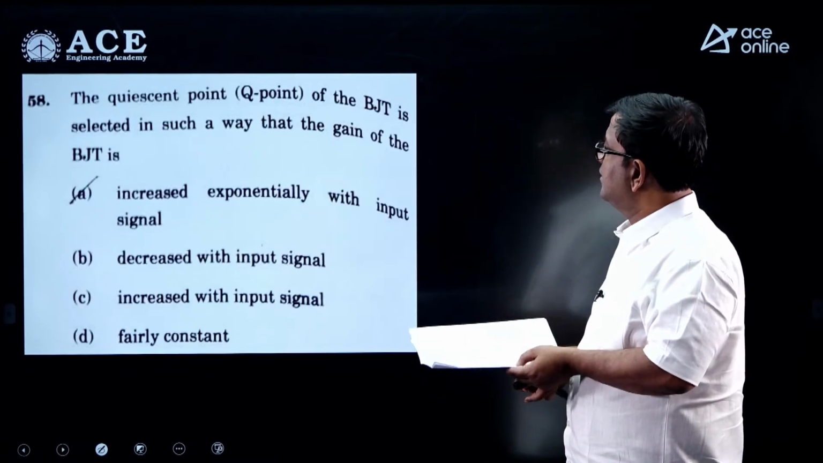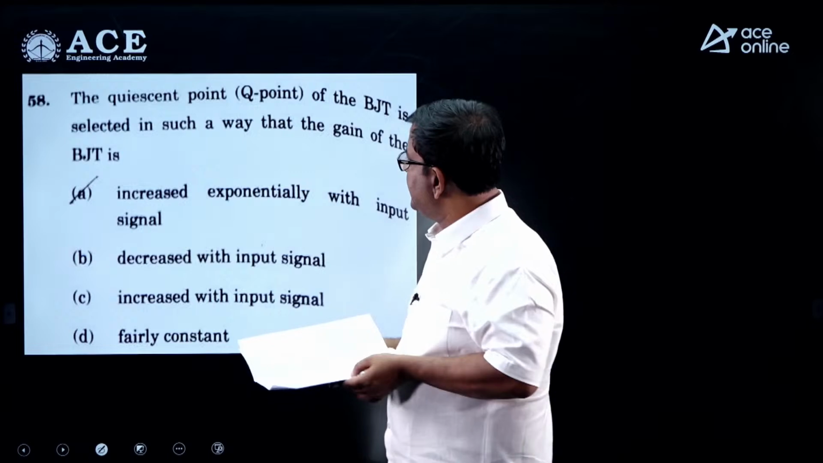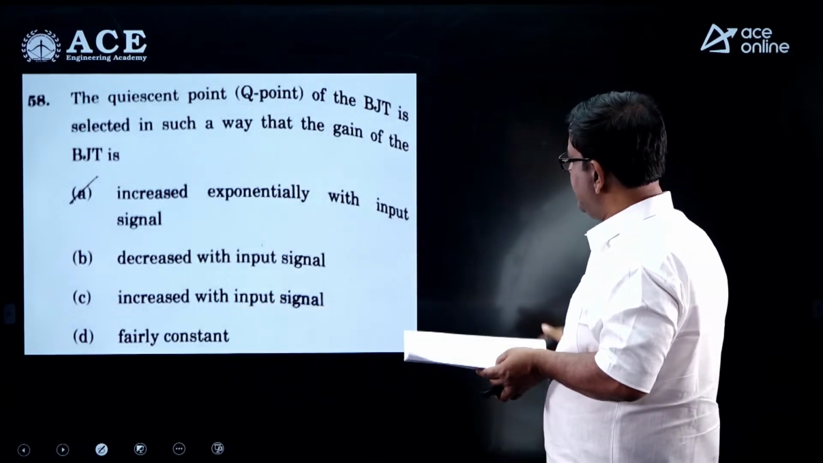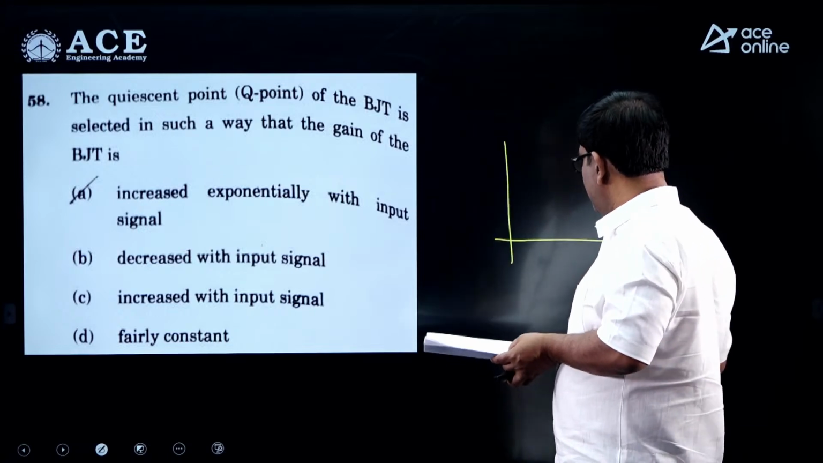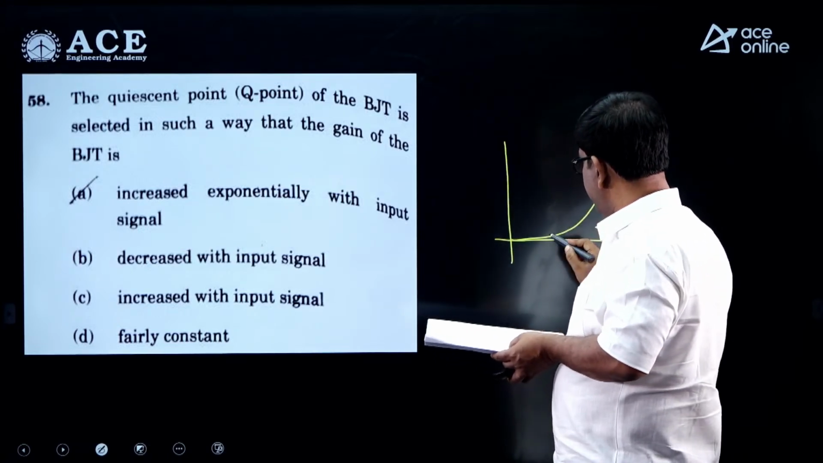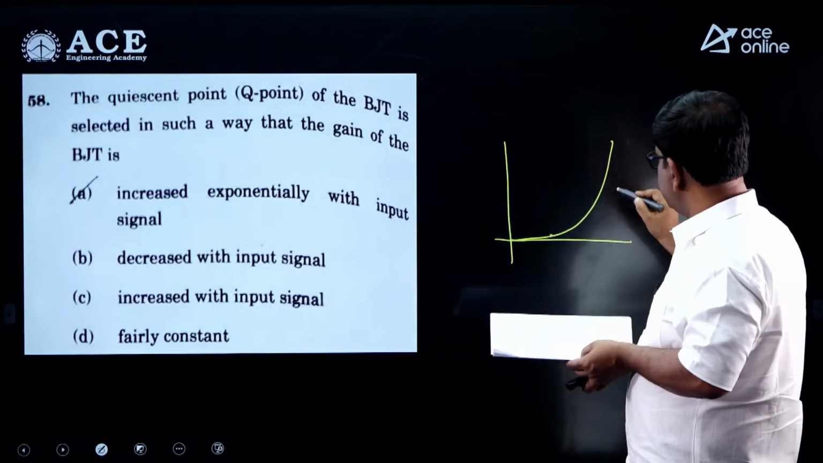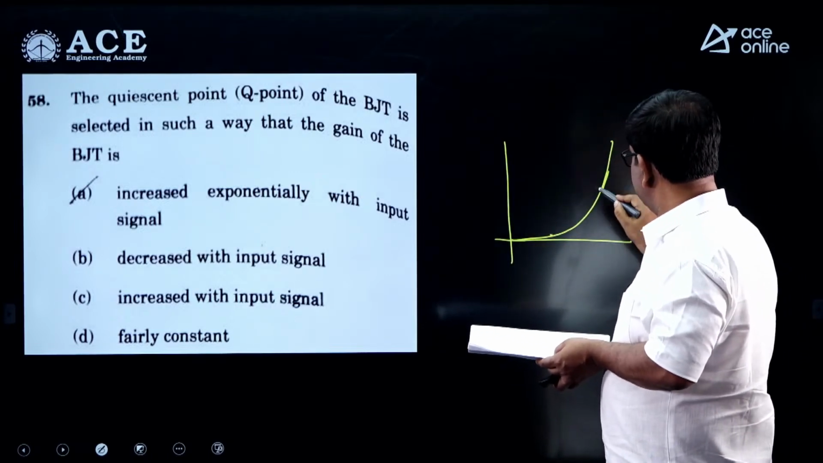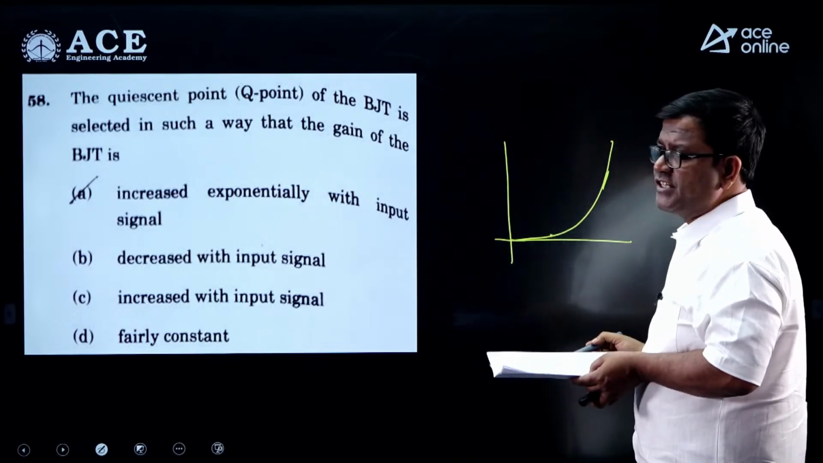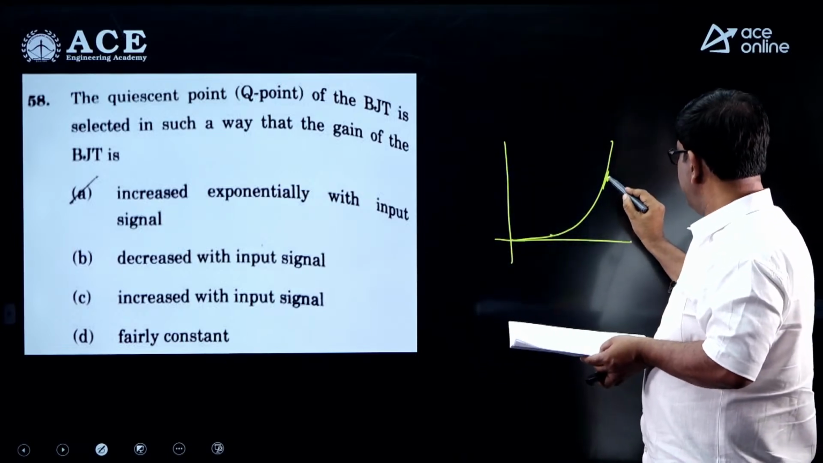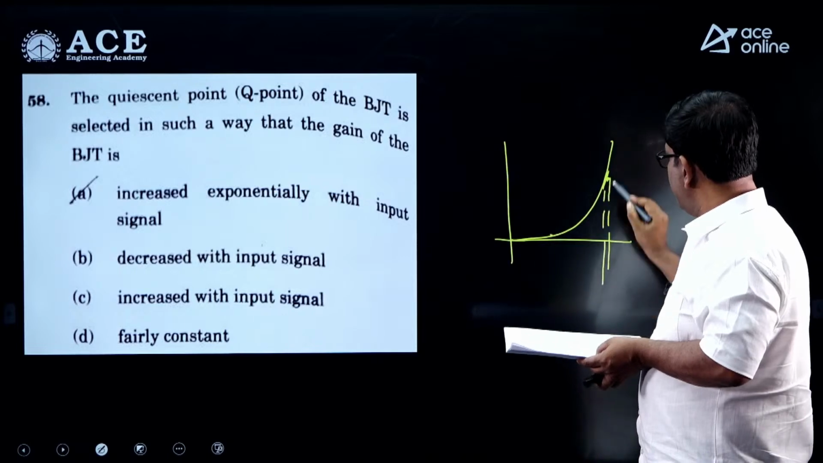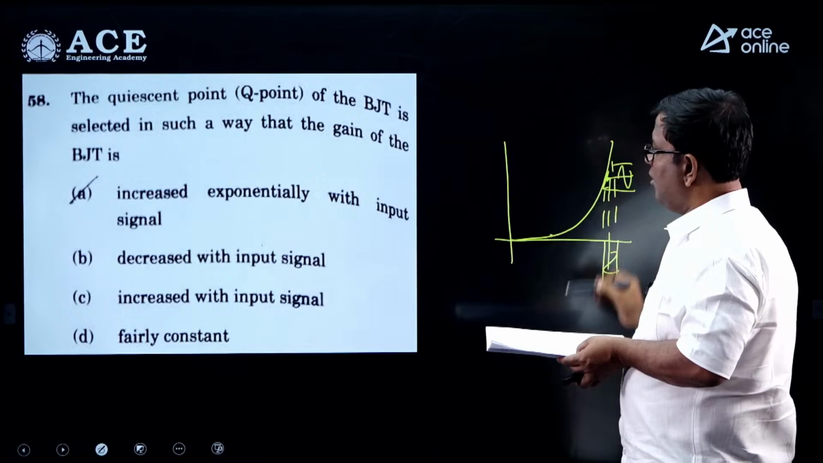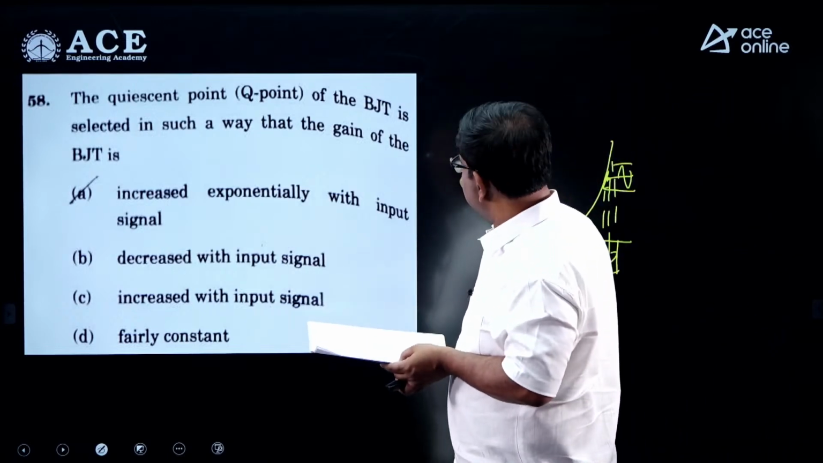Next, the Q point of the BJT is selected in such a way that the gain of the BJT, generally we want the gain, you don't choose gain at the cutoff region, you will choose a gain somewhere in the active region where the characteristics is having an exponential relationship with the input. At that point, you have to apply a small signal to get a stable gain. So option A is the solution.